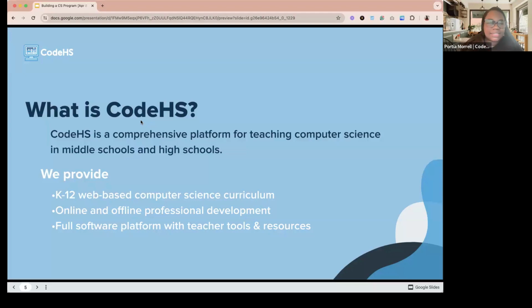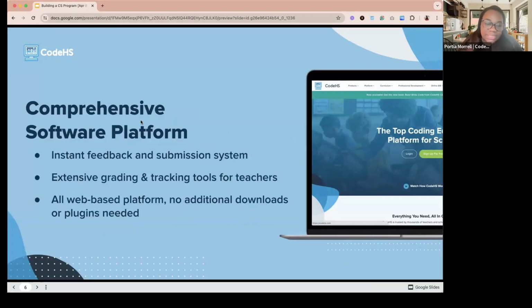Curriculum, we do have some things that require you to install something, such as game design, things like Unity, but most of the coding stuff is online. And we offer online and offline professional development, as well as a full software platform for teacher tools and resources. Some of those tools include being able to give instant feedback to students, submissions. We have auto graders and things like that, the ability to grade and track student work. And like we mentioned before, the ability to pretty much code on the web with any computer.